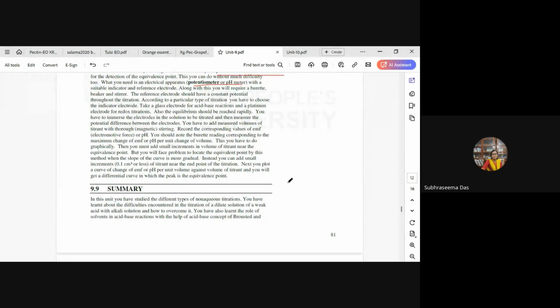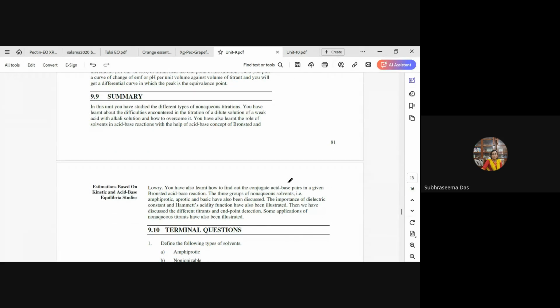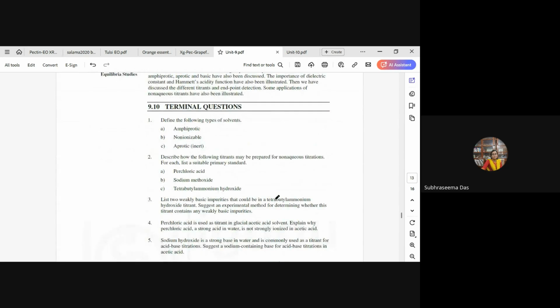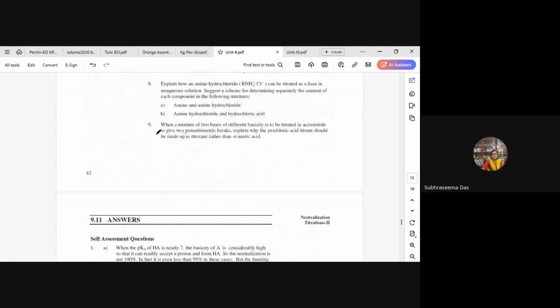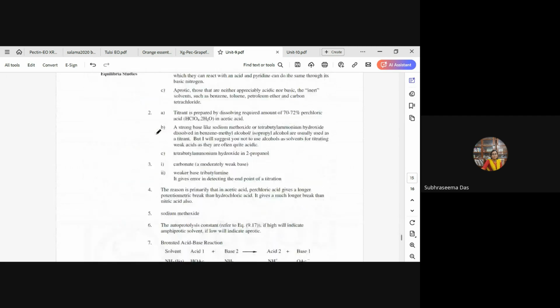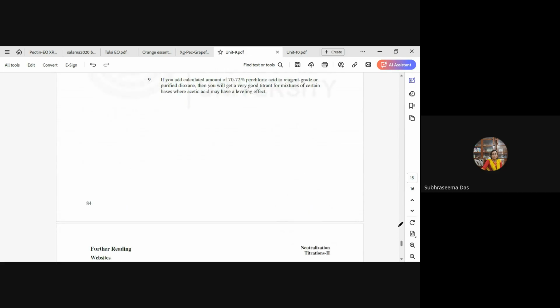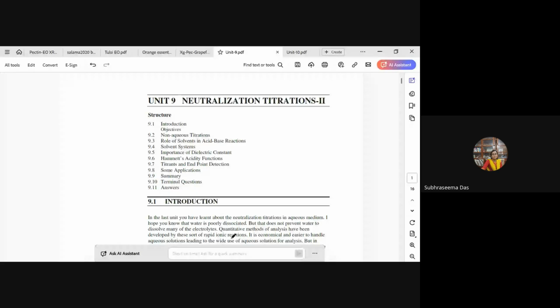So in summary, we have talked about different types of non-aqueous titrations. We talked about the role of solvents in acid base reactions by considering the Bronsted-Lowry theory. We have also understood the three groups of non-aqueous solvents, that is amphiprotic, aprotic, and basic non-aqueous solvents. The Hammett acidity function we have also studied. Then we also studied the applications of non-aqueous titrants in analytical chemistry. Here are some important questions that follow this chapter, and some questions along with answers have been given here. So kindly go through this and practice. We will take a break of 5 minutes, and then we will continue with the next chapter.